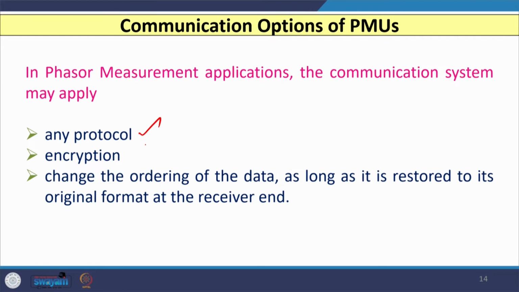Now, in phasor measurement applications, the communication system may apply any protocol. Any protocol can be used, any type of encryption can also be used, and any change in the ordering of the data is also possible, as long as it is restored in the original format when it is received at the particular end. That is, the data will be received in the original format as it was transmitted by the particular transmitter.